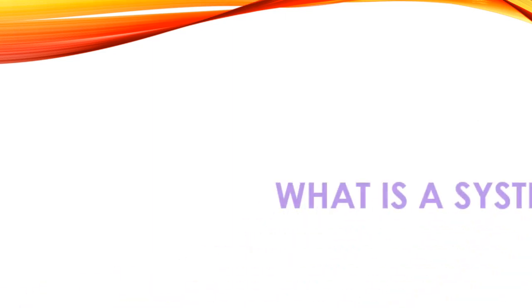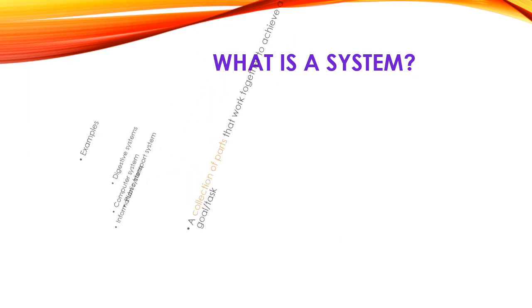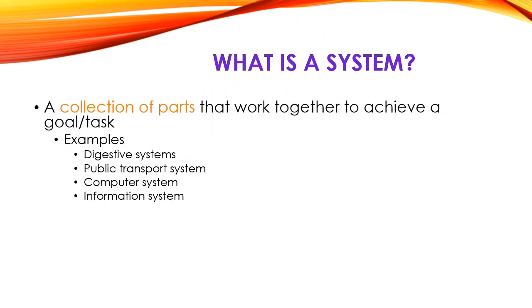What is a system? A system is a collection of parts that work together to achieve a goal or task. Examples of systems: digestive system, public transport system, computer system, and information system. In a computer system, we have various parts of a computer, for example, a hard disk, a keyboard, a motherboard, that are brought together to make up a computer system.